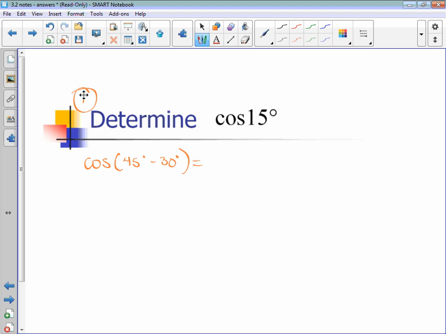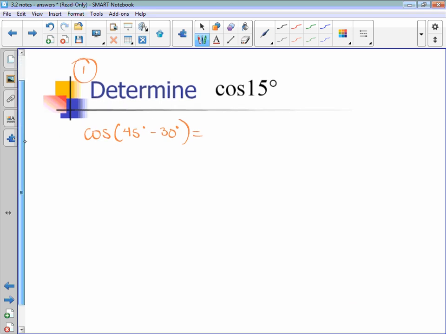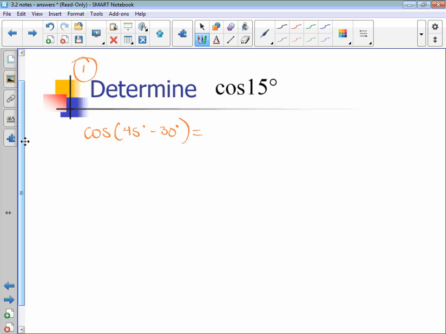All right, from here it is just using that formula. So look up above at the formula you wrote down for cosine of something minus something. It's cosine of both, right? Then plus sine of both. So we're going to write cosine 45, cosine 30, plus sine of 45, sine of 30. Does that make sense how I'm using the formula?